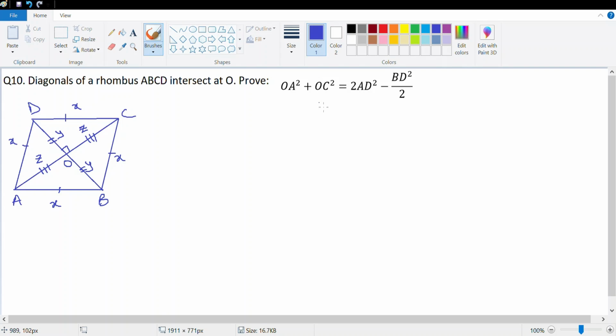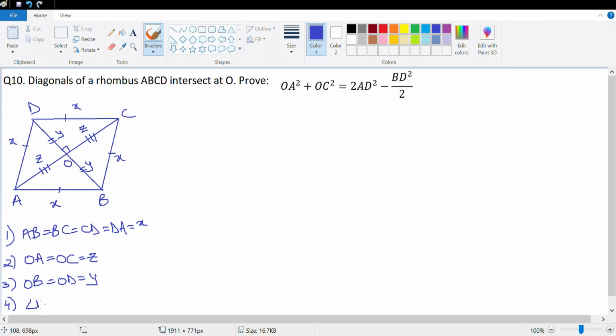Done. So we need to prove OA square plus OC square. Let's just write what we have done. Number one, AB is equal to BC is equal to CD is equal to DA is equal to X. Number two, OA is equal to OC is equal to Z. Number three, OB is equal to OD is equal to Y. And number four, angle DOC is equal to angle BOC is equal to angle AOB is equal to angle AOD is equal to 90 degrees.